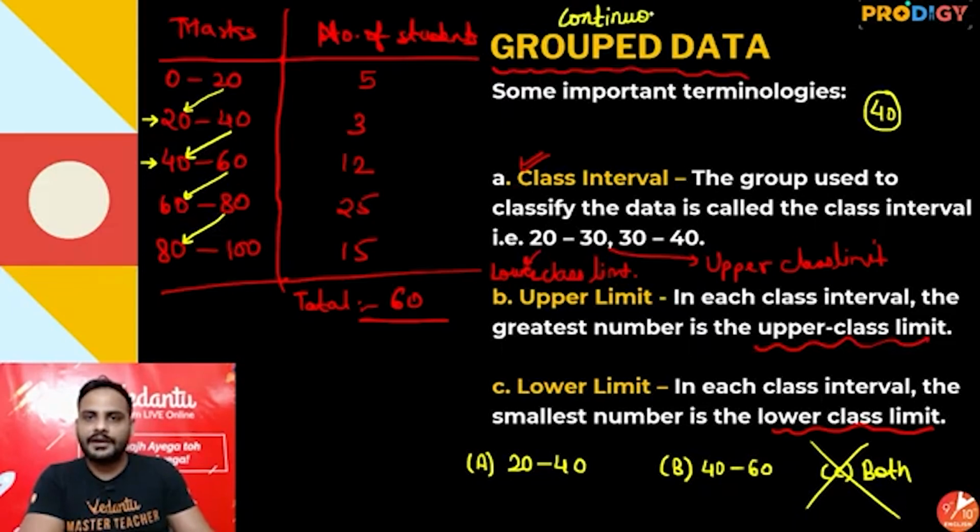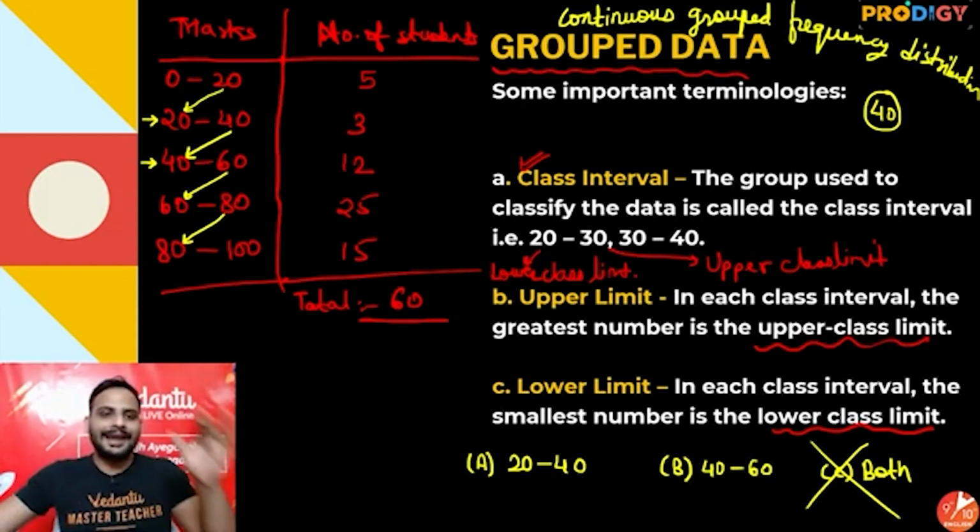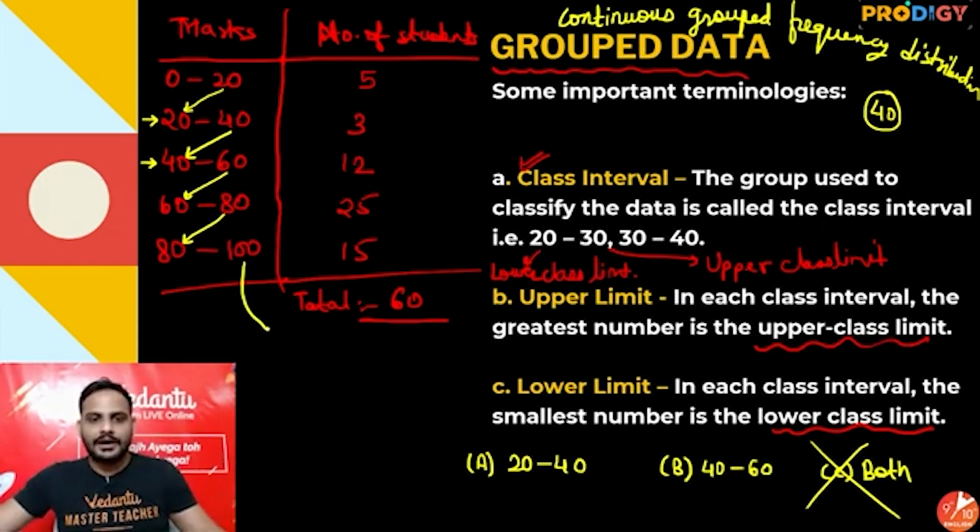These kind of data are called continuous grouped frequency distribution table. Continuous means this is continuous. Upper class limit of any group is equal to lower class limit of the next group. If that is the case, this is called a continuous group frequency distribution. And in this, guys, remember the upper class limit, UCL, is not included.